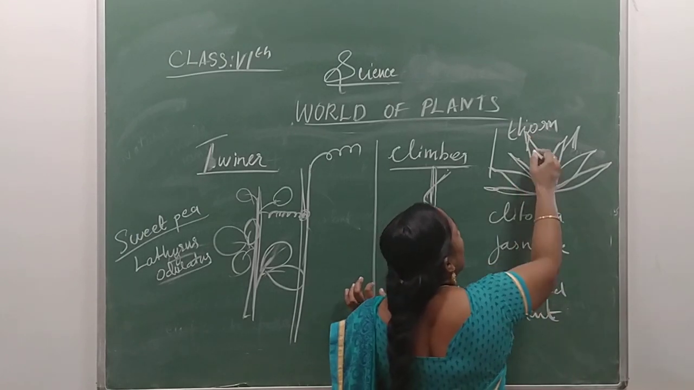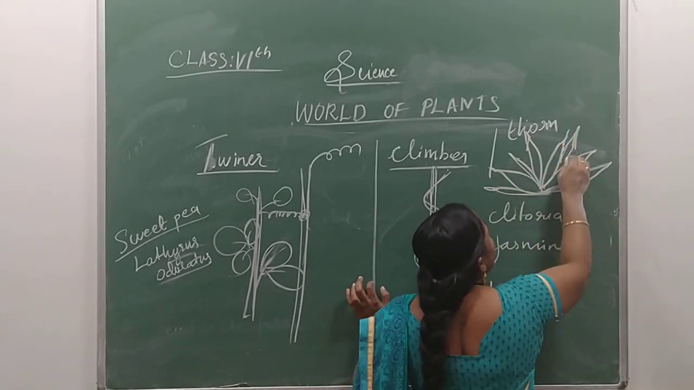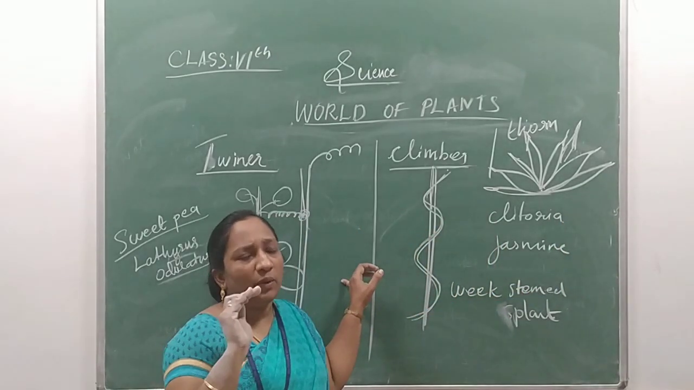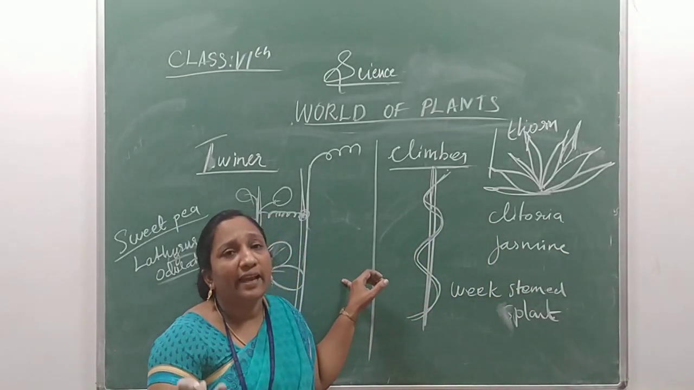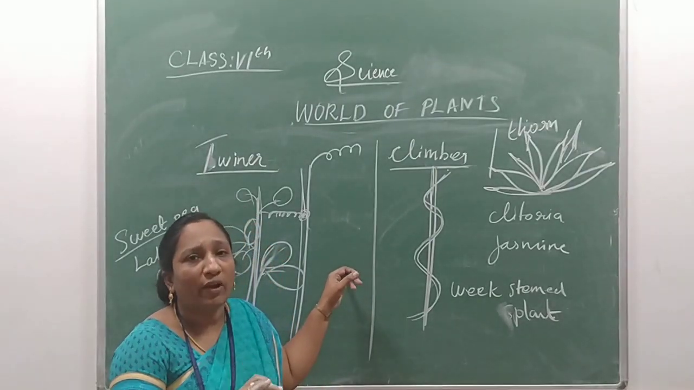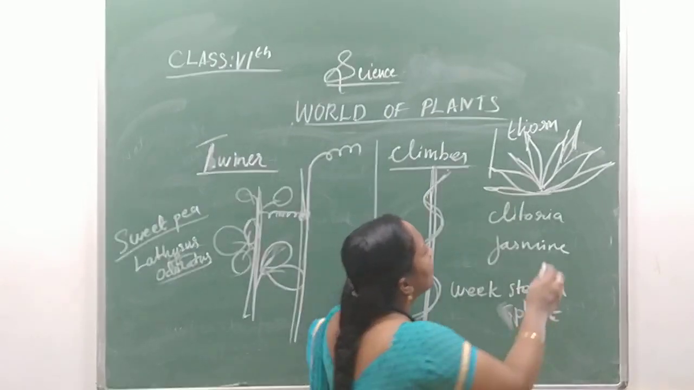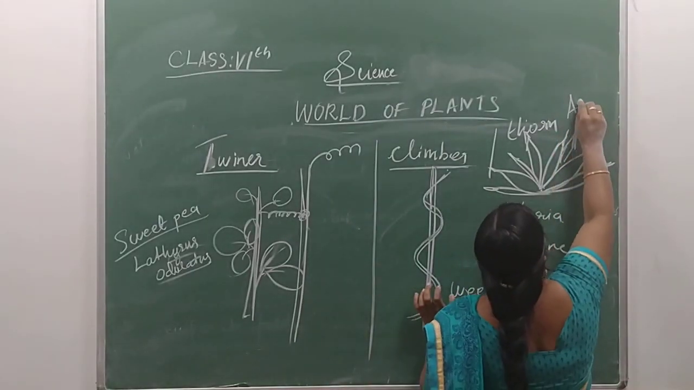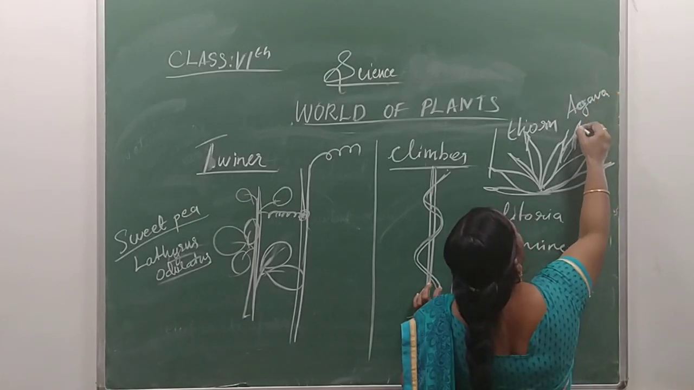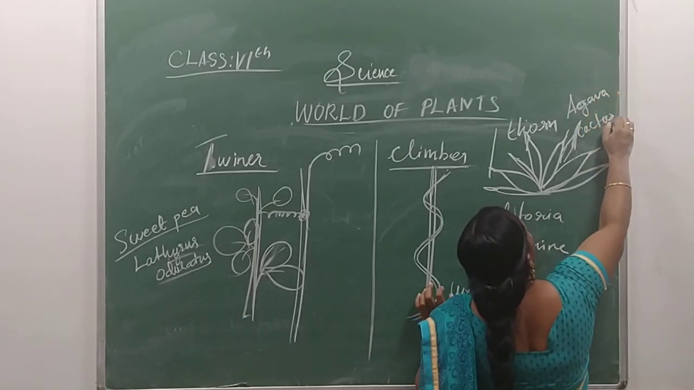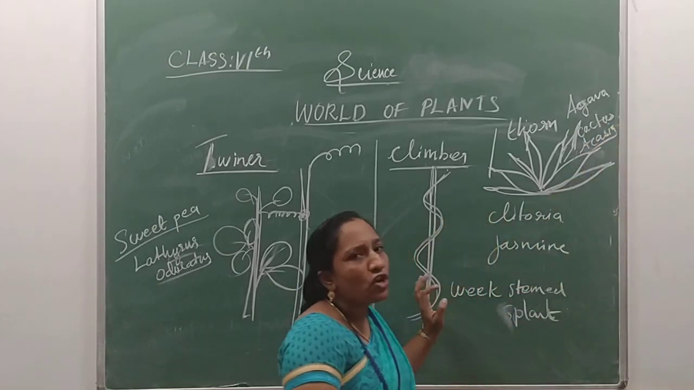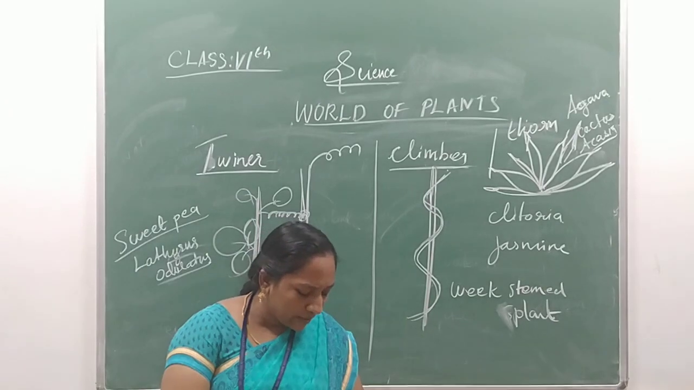So these hooks are useful for the defense mechanism. What is this defense? It will protect the plant from herbivores, grazing animals. This will be protecting the plants. So for thorn modification, cactus and acacia are all good examples for thorn modification. Children, up to this clear?